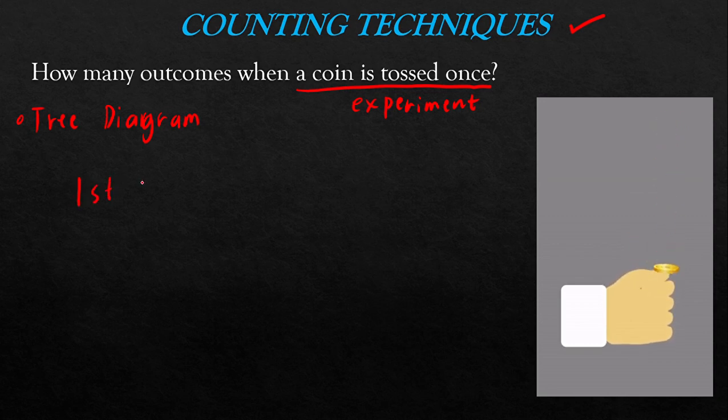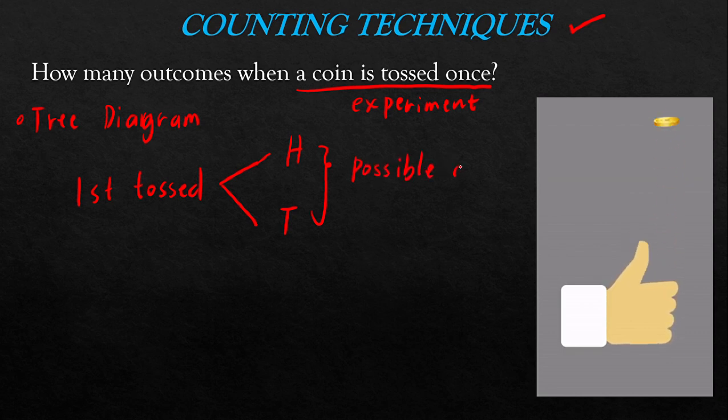So we have only the first toss. In the tree diagram, on the first toss, you will get either heads or tails. Getting heads is an event, and getting tails is an event. These are also the possible outcomes. So how many possible outcomes are there? The possible outcomes is 2. So we have two possible outcomes, 1 and 2.